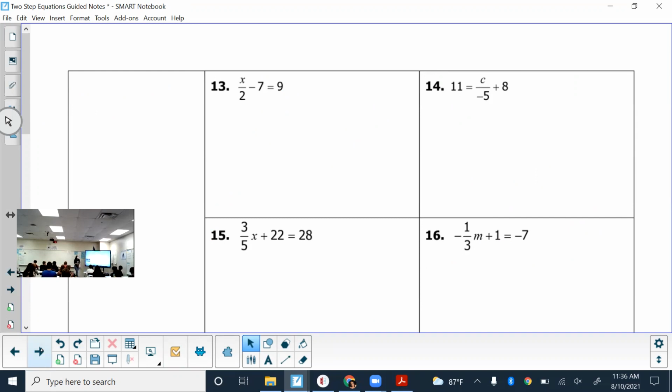So look at 13. What do we get rid of first in 13, the 2 or the 7? The 7 because it's farther away. So what's opposite of minus 7? Plus, add 7. Do that on each side. On the left side, what's the only thing I have on the left?